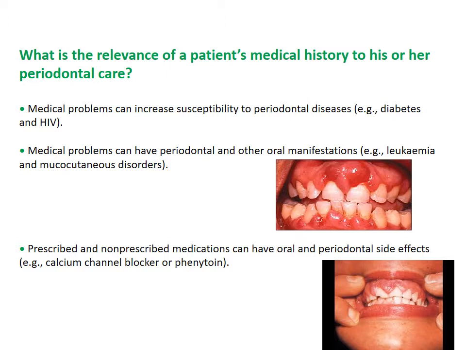What is the relevance of the patient's medical history to his or her periodontal care? Medical problems can increase susceptibility to periodontal disease, like diabetes. Medical problems can have periodontal and other manifestations, like leukemia. Some drugs may also have oral manifestations, like phenytoin.